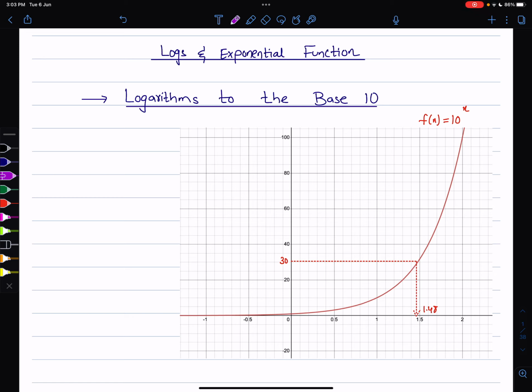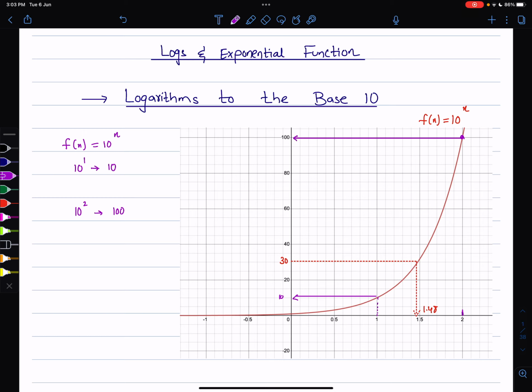Consider the exponential function f of x equals 10 to the power of x. The graph of 10 to the power of x is given over here. Now if we closely observe, 10 to the power of 1 has a value of 10 and 10 to the power of 2 has a value of 100. So at 1 we were getting 10 and at x equals 2, 10 to the power of 2, the value comes out to be 100.